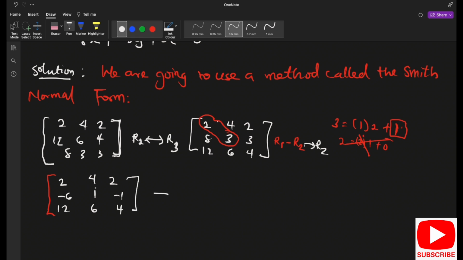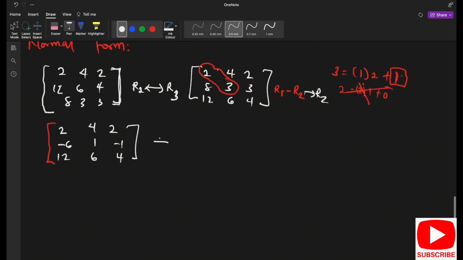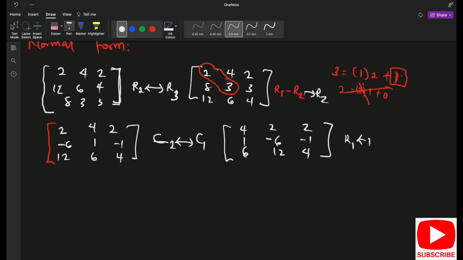Now you can change the column. Let me transfer this column to column 1. If I do that, I have 4, 1, 6, 2, minus 6, 12, 2, minus 1, 4, and now I can exchange R1 with R2. So this gives me 1.